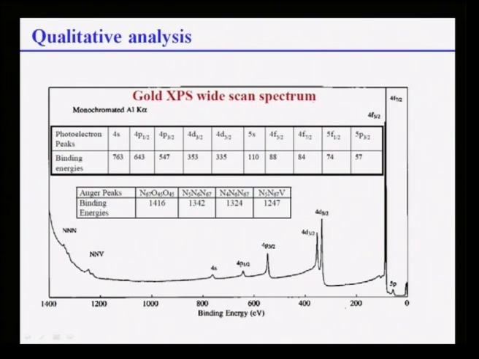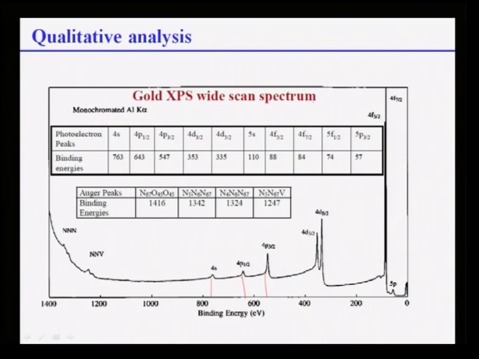Now let us look at how we can use this for gold. Gold has 4s, 4p, 4d, 5s, 4f, 5f, and 5p electrons. So what are their binding energies? The binding energy for 4s is 763. 4p 1/2, that is down spin, is basically 643. And 4p 3/2, up spin, is 547. You see the area ratio is 1:2, this is 2:1.